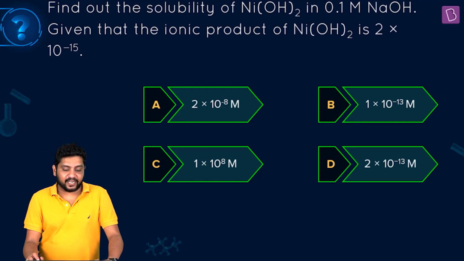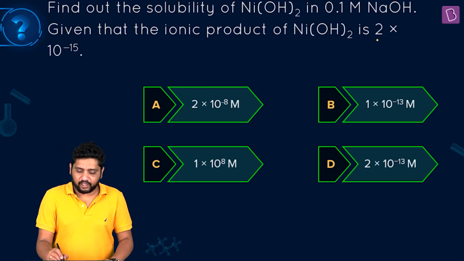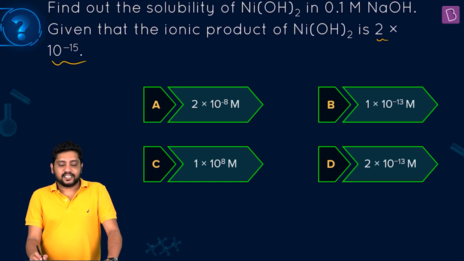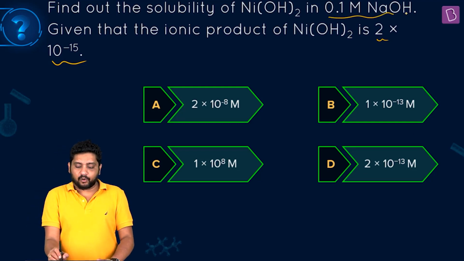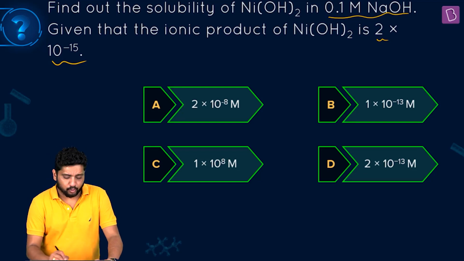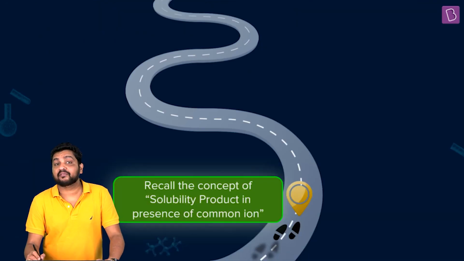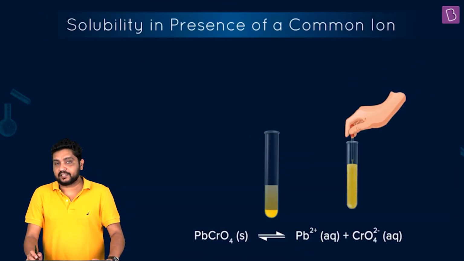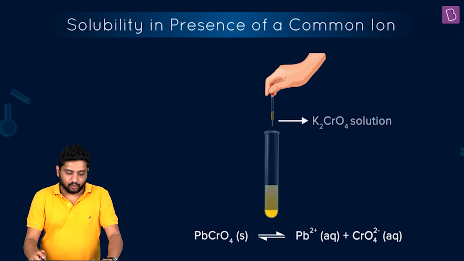So nickel hydroxide, Ni(OH)2, here is a sparingly soluble salt with a very low value of Ksp, 2 into 10 to the power minus 15. Now the point is, we are looking at dissolving Ni(OH)2 in a 0.1 molar NaOH solution. This is a classic example of what you call the common ion effect. OH minus is already present in solution, which is going to reduce the ability of Ni(OH)2 to dissolve. So solubility product and common ion effect is the broader concept involved here.